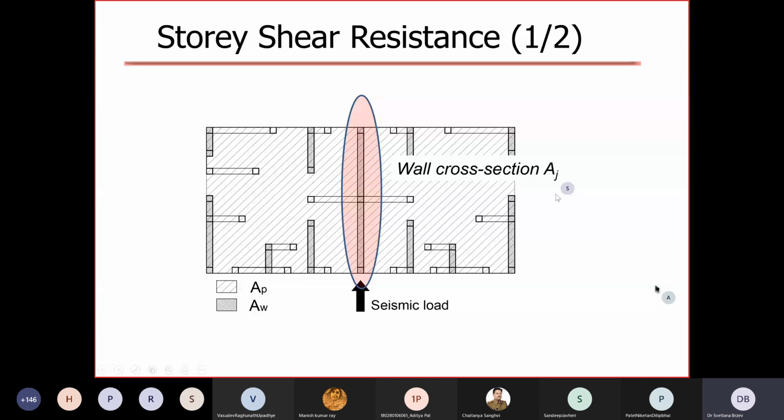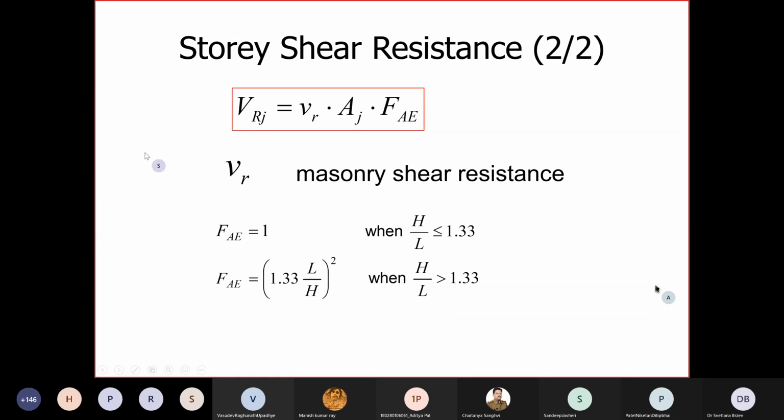the resistance of that wall is equal to the shear strength of the wall times the area of the wall, and then again times this F factor, which takes into account the height to length ratio of the wall. I don't have here the equation for masonry shear resistance, but in the proposed Indian code, the masonry shear resistance is a function of the compressive strength of masonry. So there is a distinct equation for that. In any case, if again we forget about this factor F, what we are showing here is simply average shear stress.